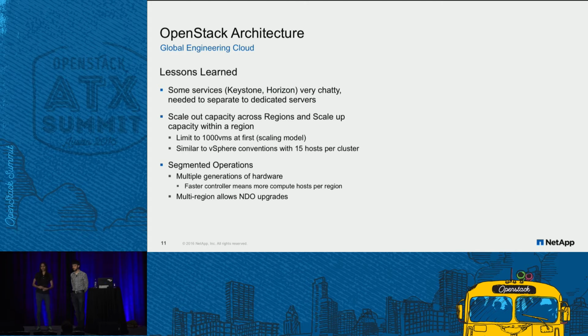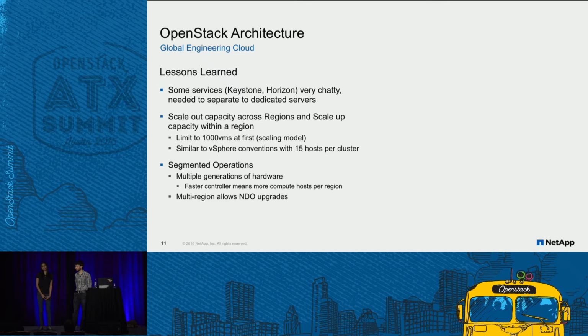So operations is a huge part of our engineering organization, and we wanted them to be more comfortable with what we were doing with OpenStack. A region in OpenStack is synonymous to a vSphere or a Hyper-V cluster of 15 compute nodes that we already have in GEC. And this made our operations team a bit less skeptical in adopting OpenStack as a new addition to our team. Also, segmented operations.